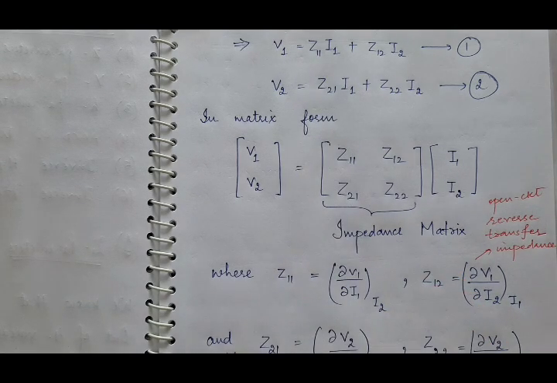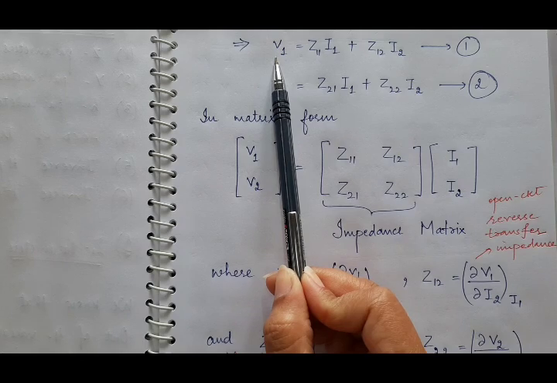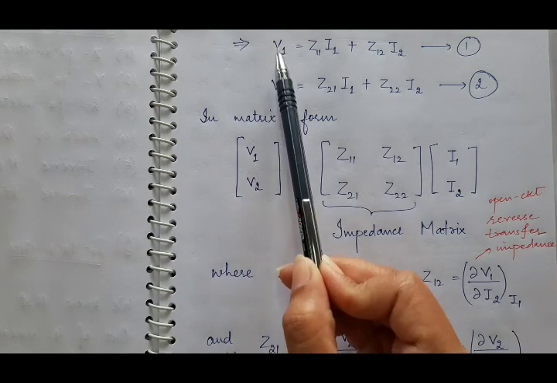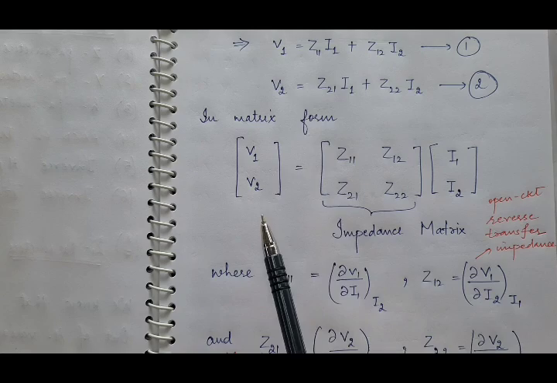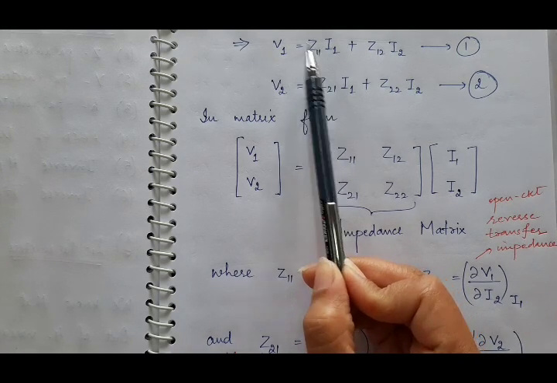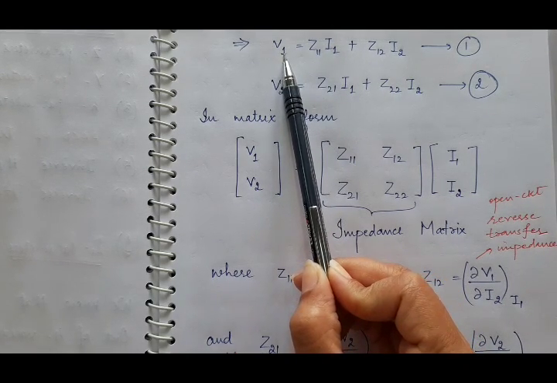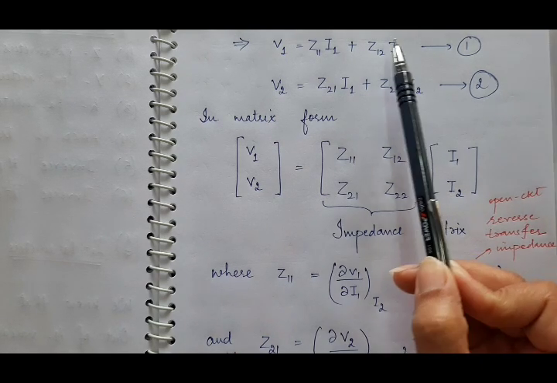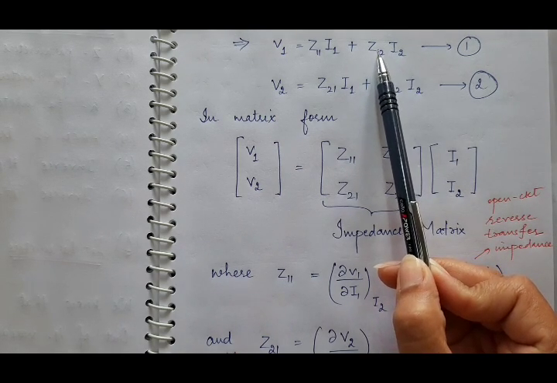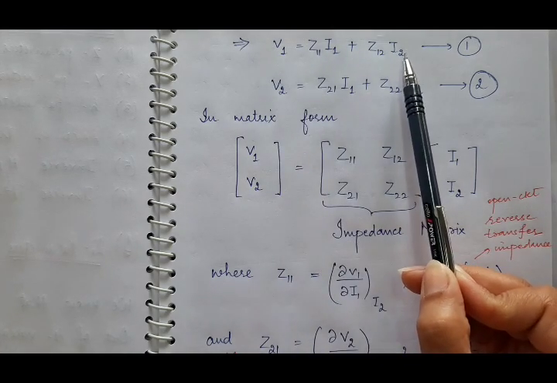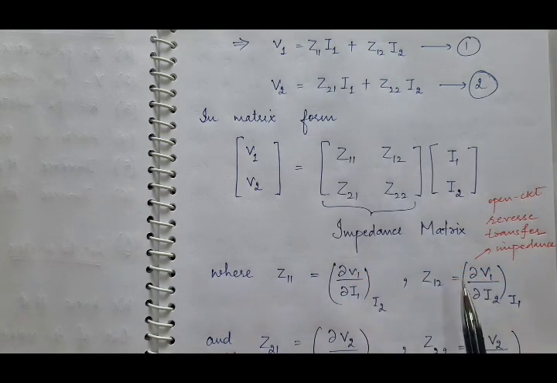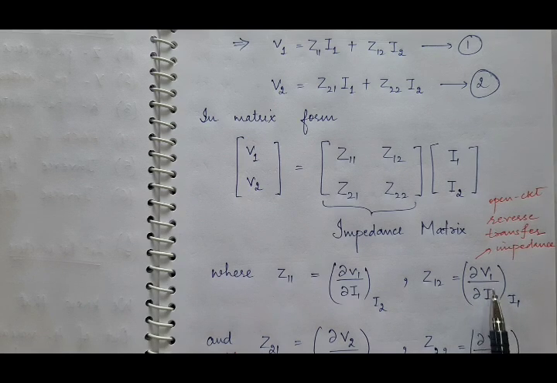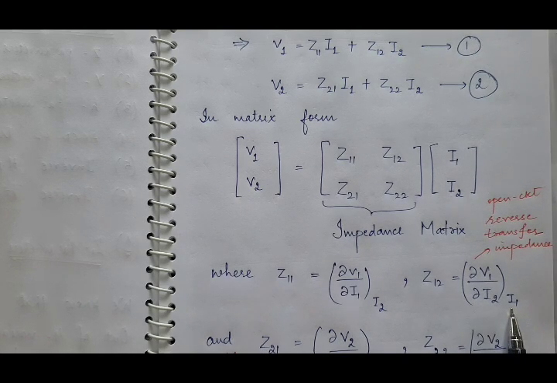In case of small change in V1, if you are writing these expressions in terms of change, then what will be Z11? It will be the change in V1 with respect to the change in I1. It means Z11 will be curly V1 by curly I1 at constant I2. Similarly, what will be Z12? It will be the change in V1 with respect to change in I2 at constant I1. So Z12 will be curly V1 by curly I2 at constant I1.